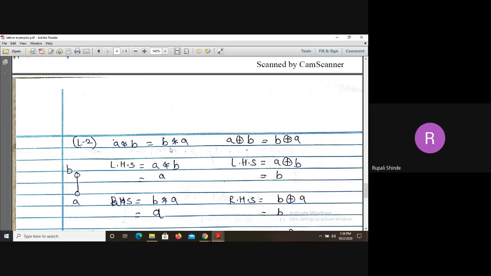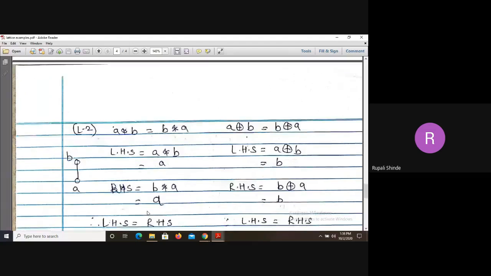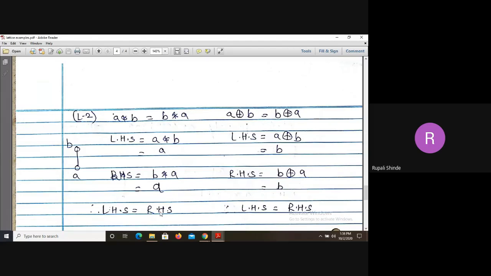Now we are going to check for RHS. So what we have written in RHS? B star A. Okay. So what is the greatest lower bound for these two elements B and A? Again it is A. So here we can say that LHS is equals to RHS. So this proof is correct.